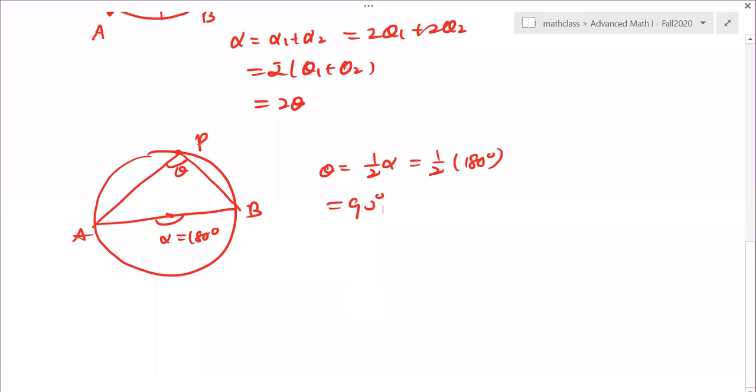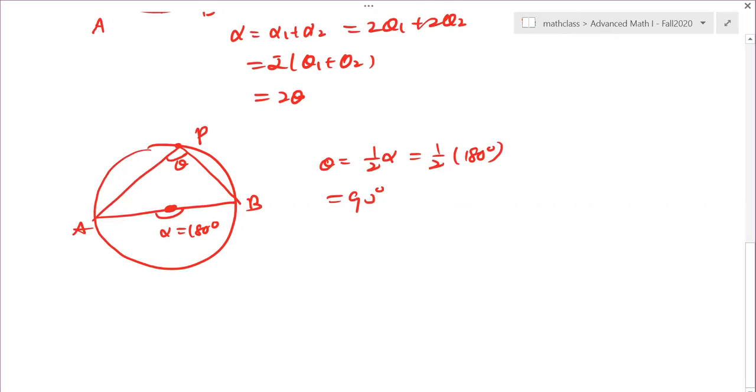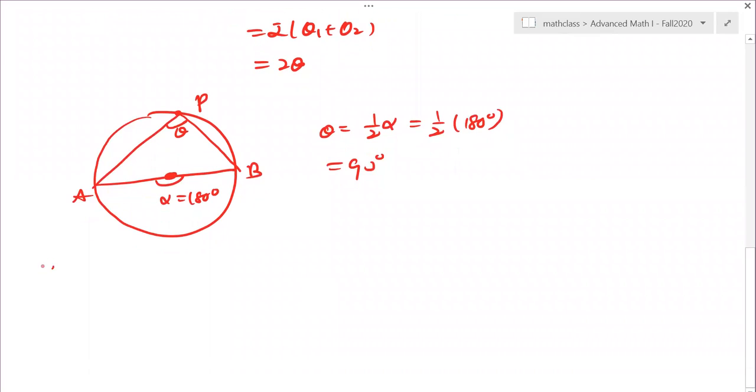So if AB is this straight line that passes through the center, then the triangle you get is a right triangle. Right? So this is a special case. Okay, so let's take a look at some examples.